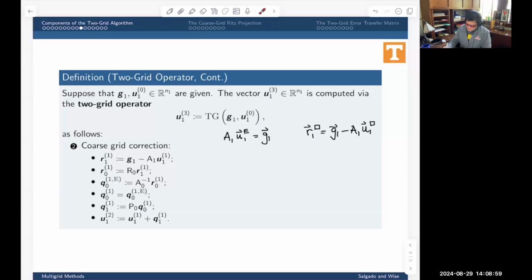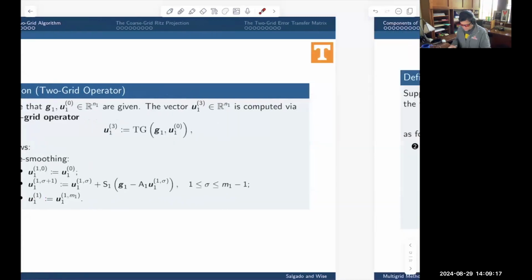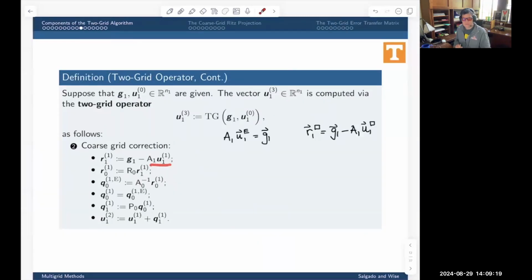In this case, the box is just the update that I got after exiting the pre-smoothing stage. After I apply M1 steps of this GLIS, I get this, and that's the exit of the pre-smoothing stage. Now I'm going to calculate its residual, which is exactly what I've done. I'm going to call that residual R11.